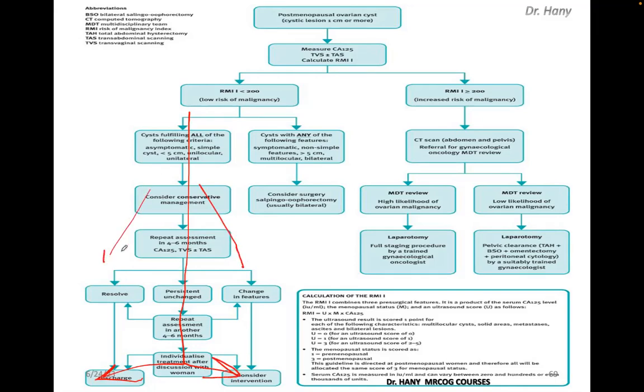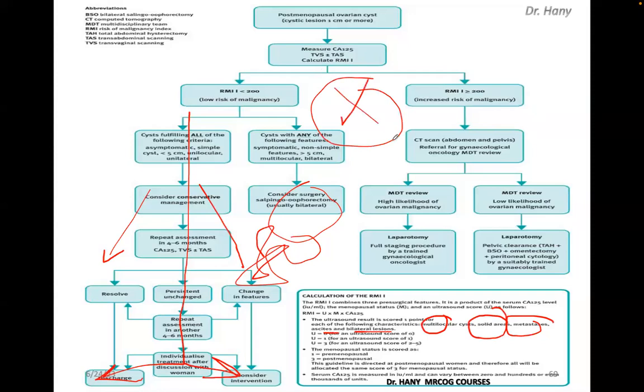If there is any one feature and the patient is symptomatic, she will directly have bilateral salpingo-oophorectomy. I want you to remember that this is a scoring system, the ultrasound score: multilocular, solid, bilateral, ascites, metastasis. It is not the size. The size of the cyst makes no difference, only in the treatment here, not in the score.